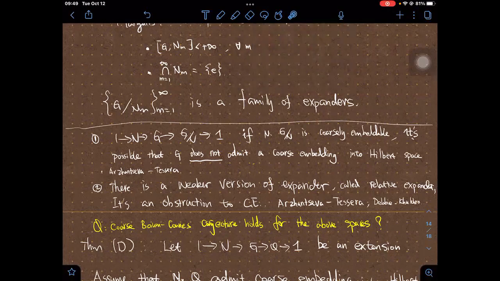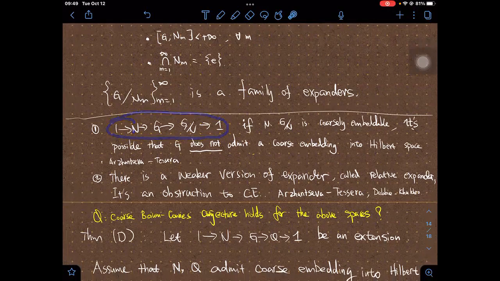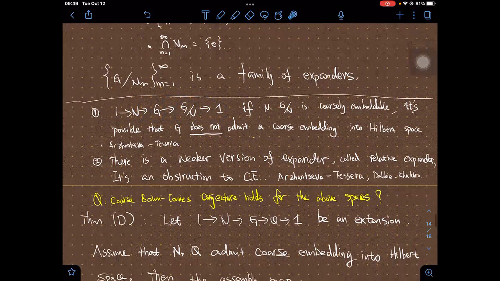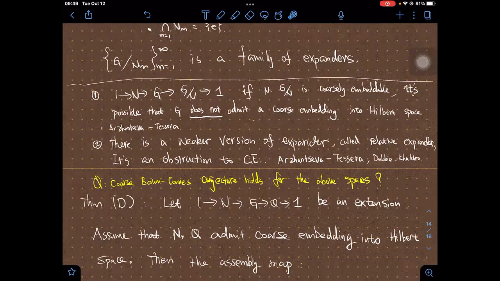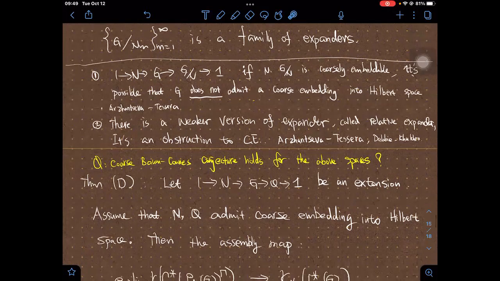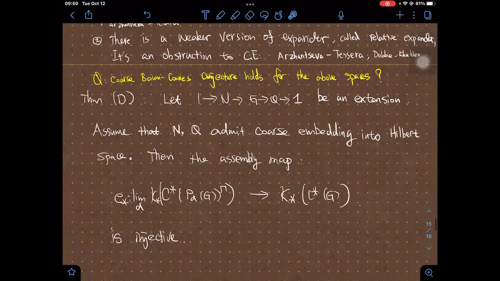And also, they show that coarse embeddability of a metric space is not preserved by taking extensions of groups. To be precise, if you have an extension of discrete groups, and you assume N is coarsely embeddable and the quotient group is also coarsely embeddable, you may ask if G is coarsely embeddable. The answer is no. So you may ask, what about the coarse Baum-Connes conjecture for this G, and for the relative expanders constructed by Arzhantseva, Tessera, and also Delabie and Khukhro, who also have a construction of relative expanders. Well, we answer this question positively.